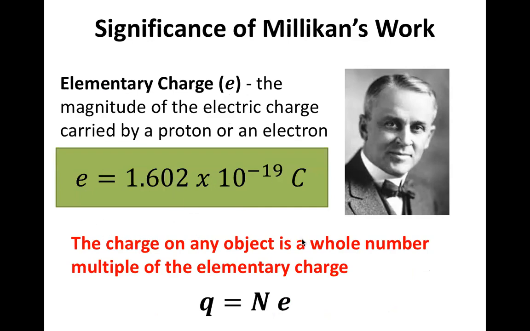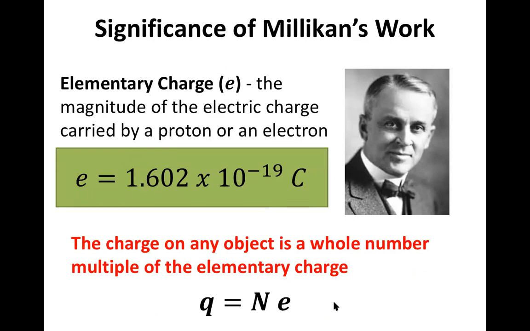The charge on any object, so another way of saying this, that there is a smallest unit of charge allowed in nature, is that the charge on any object is a whole number multiple of the elementary charge. So that's why we have this basic equation you might remember from grade 9, that the charge on an object is equal to the charge on one electron times the number of those electrons.